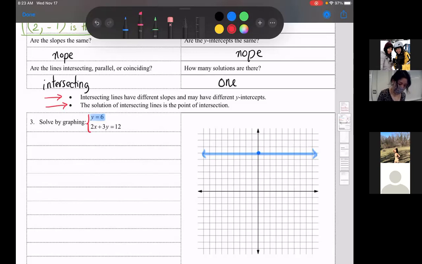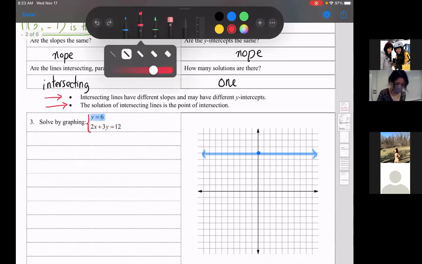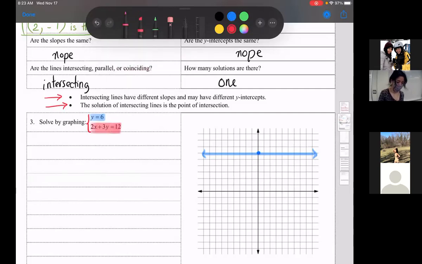And then the bottom one, 2x plus 3y equals 12. I'm not going to bother solving for y. What I'm going to do is pick points. Here, 2x plus 3y equals 12. Can you guess what I would pick? What's my favorite point? (0, 0). That's my sweet spot, 0 for x and y here.